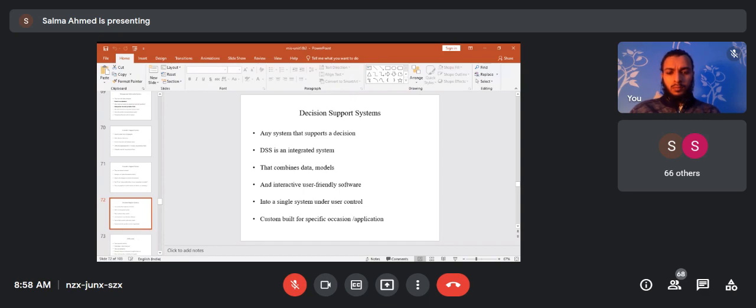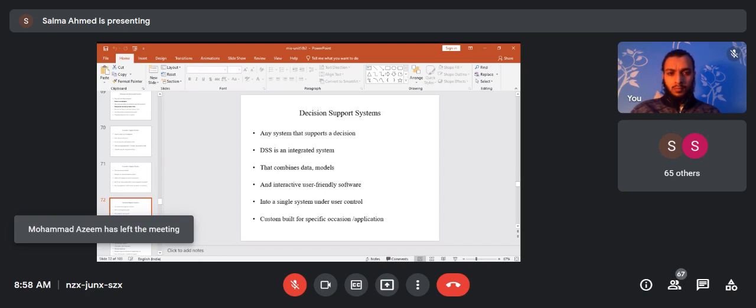And how do we define a decision support system? The simplest definition is by reversing the terms. We say it's a system which would support any decision. So just reverse the terms: decision support system. The easiest definition would be it is a kind of system which supports any decision. Any system that supports a decision can be called a decision support system.